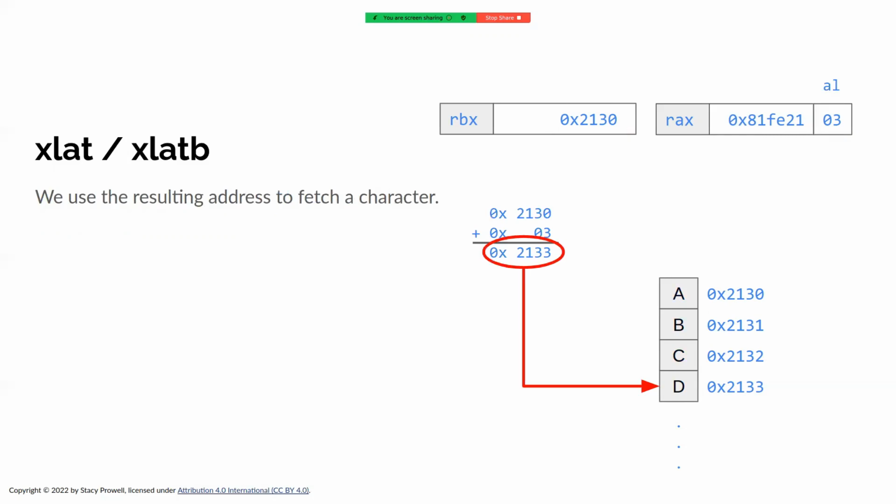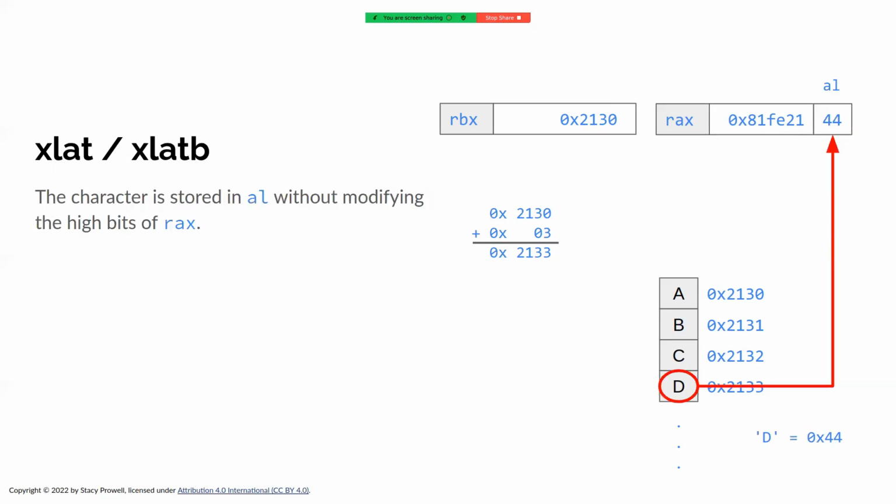So we'd go to that cell, we grab the D that's there, and we load it into AL. Right, D is hex 44, and so we see 44 in here. And notice that this stuff up here didn't change. Right, AL got modified, but the rest of it didn't. And so now we have this in AL, and that's how translate works. That's all it does. It grabs the address in RBX, adds AL to it, fetches the byte at that location, and puts it back in AL.